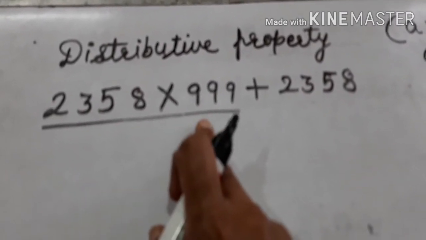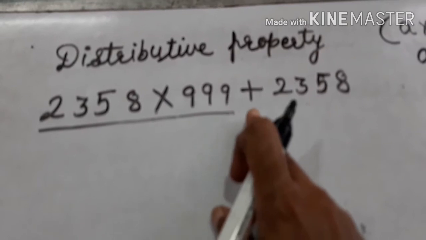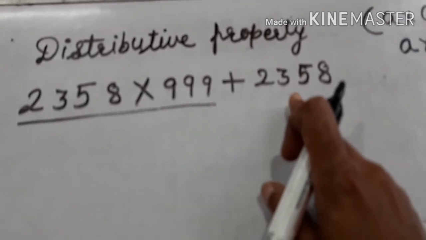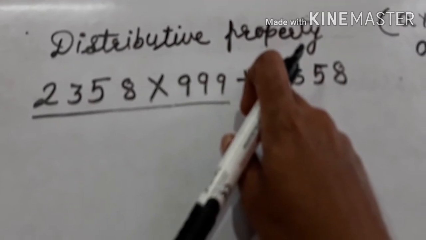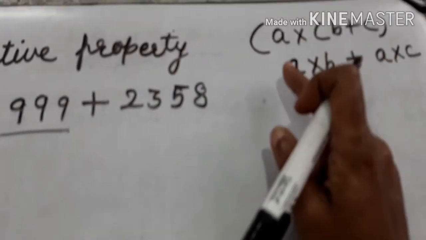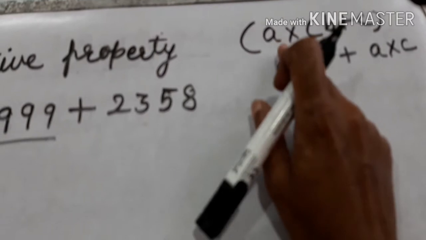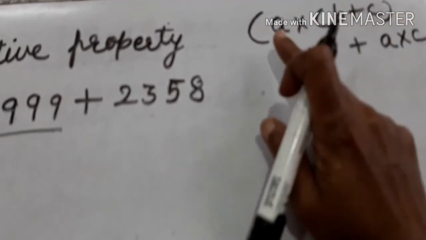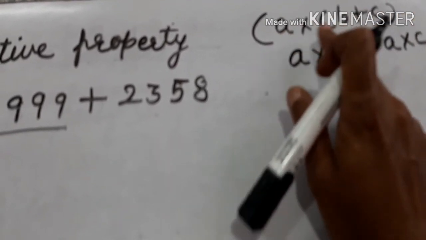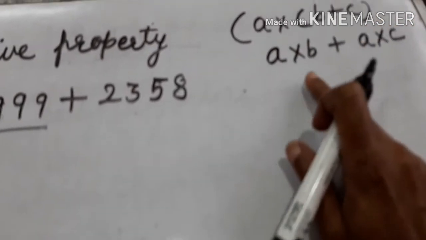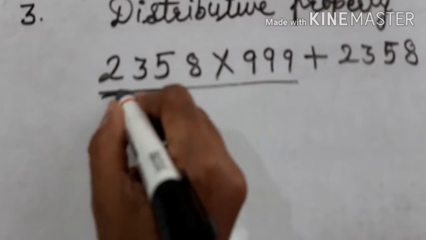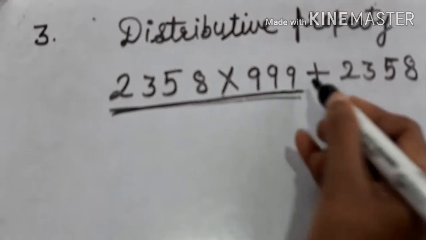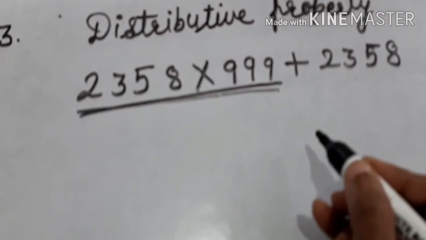2358 multiplied by 999 plus 2358, and we have to use the distributive property. So the distributive property of multiplication is like this: a into in bracket b plus c. So this a will be distributed among b and c, so a into b plus a into c. So if I solve this much first, I will be able to do the sum very easily.